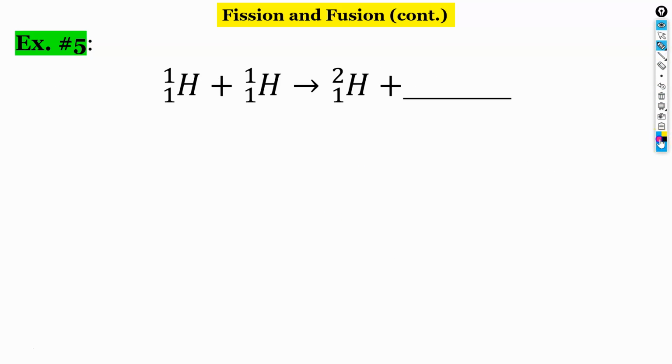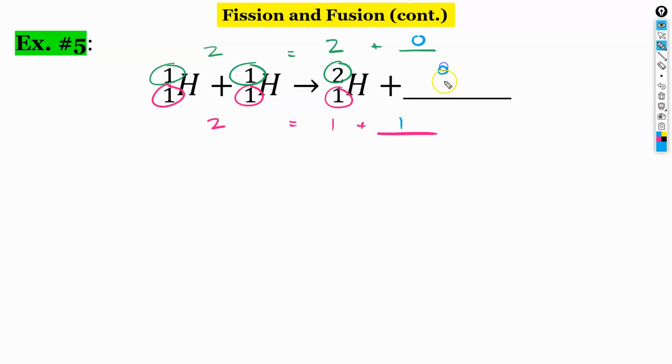Here's another example. So we've got 1 plus 1, that's 2. On the other side, we have 1 plus something. Well, that has to be a 1. Up above with the masses, 1 plus 1 is 2. That's going to be equal to 2 plus some number. Well, that number has to be 0. 0 over positive 1, if you recall, is positron emission.